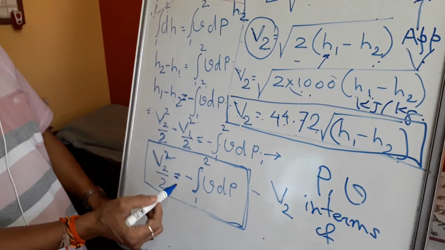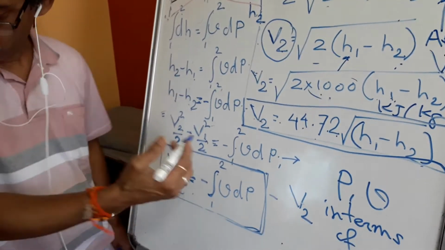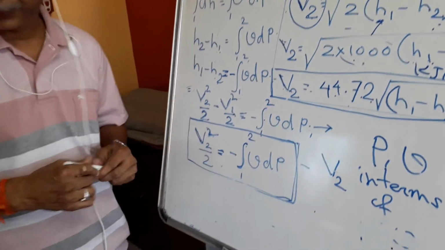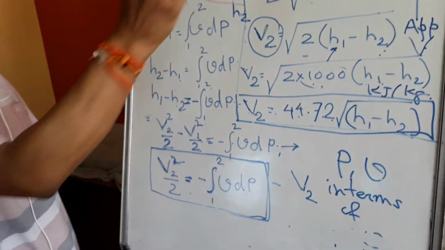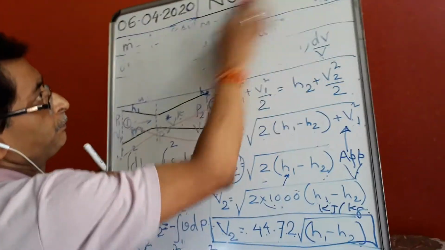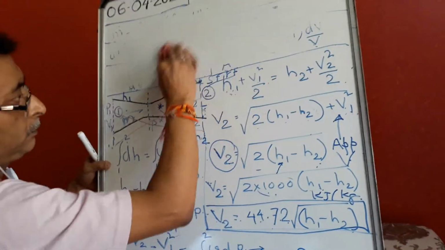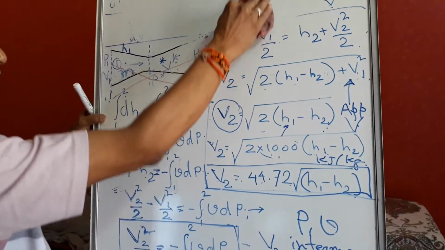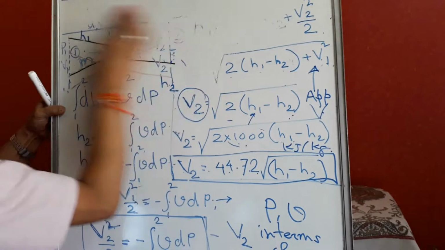So that's why now I will go further with the derivation. So V square 2. Let us clear this one. Now this we have learned. This is clear.